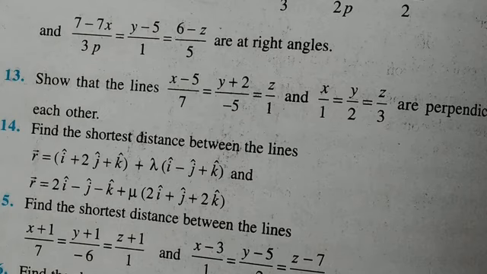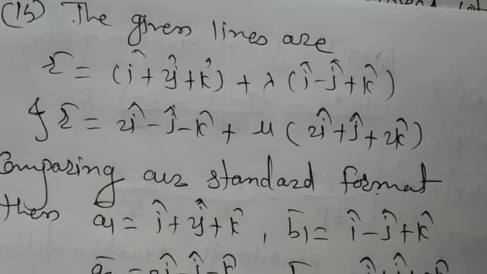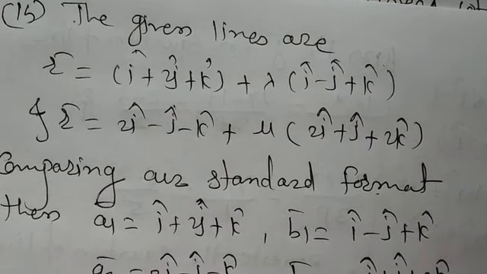So we have to find the values of a1, that is vector point a1, a2 and b1, b2, that is a parallel vector. The given lines are r bar = i + 2j + k + lambda times (i - j + k), and the second, r bar = 2i - j - k + mu times (2i + j + 2k). Now there are two lines.